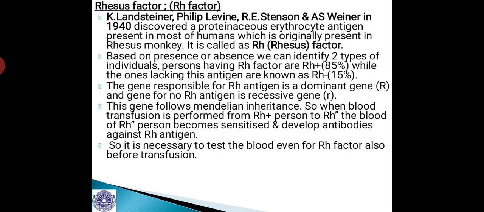Based on its presence or absence, we can identify two types of individuals: persons having Rh factor are said to be Rh positive, and their percentage is about 85%, while the ones lacking this antigen are known as Rh negative, and their percentage is about 15%. The gene responsible for Rh antigen is a dominant gene, R, and the gene for no Rh antigen is a recessive gene, represented by small r. This gene follows the simple Mendelian inheritance pattern.